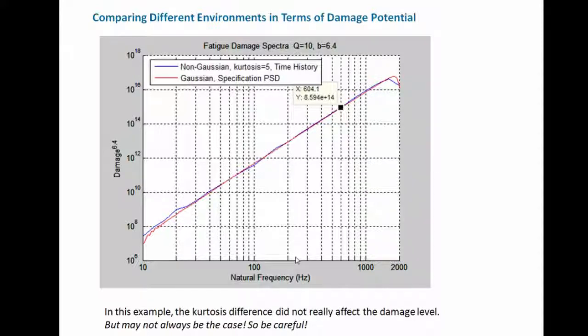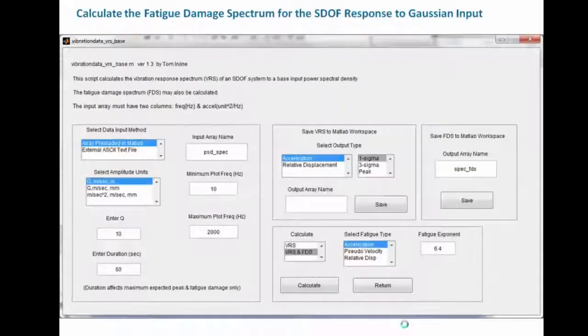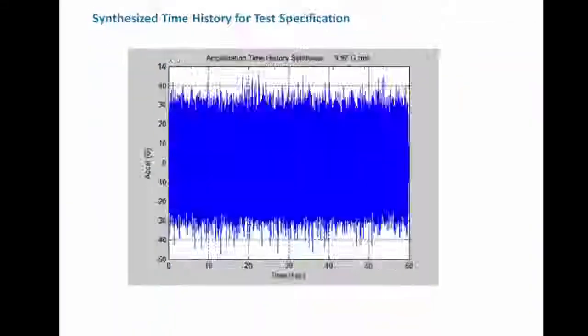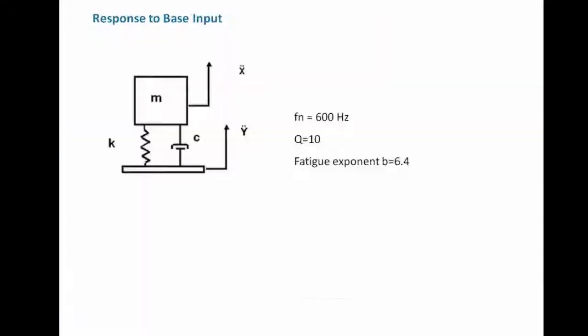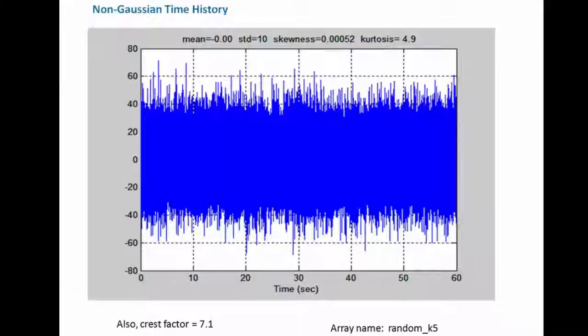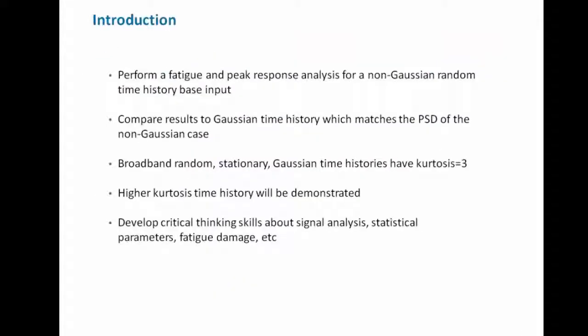I guess probably the closing comment here. In this example, the kurtosis difference did not really affect the damage level in terms of the relative damage, but that might not always be the case. So please be careful and use your critical thinking skills. Probably the most important thing I can say today, or have said today, is this last bullet on the introduction.